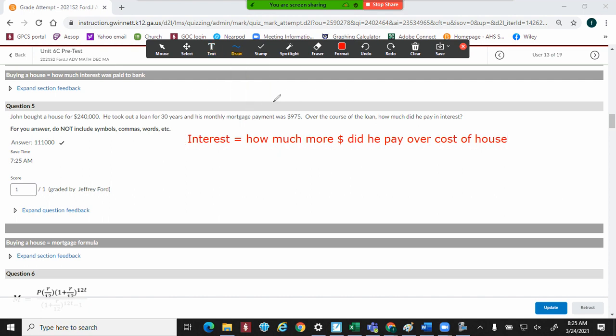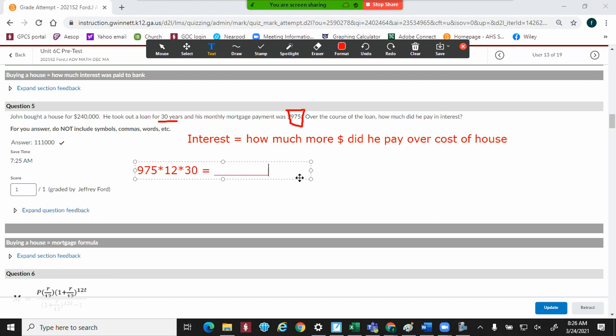Now, he is paying $975 every month for the next 30 years of his life. Okay? So what you're going to do is take 975 and times that by 12, because he's doing that 12 months a year for the next 30 years of his life. You're going to get a number.